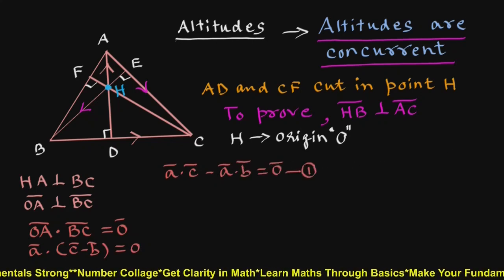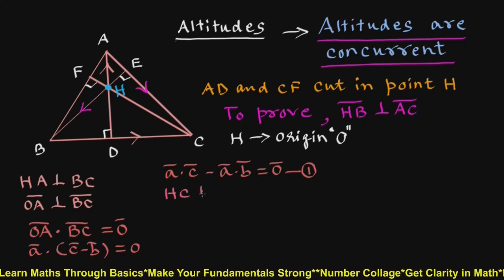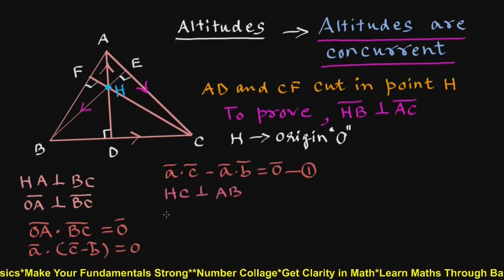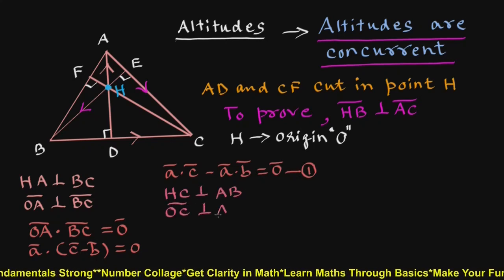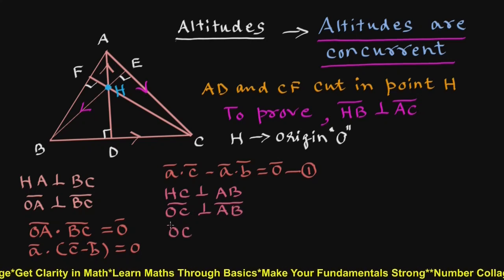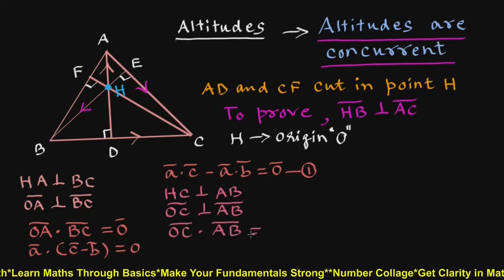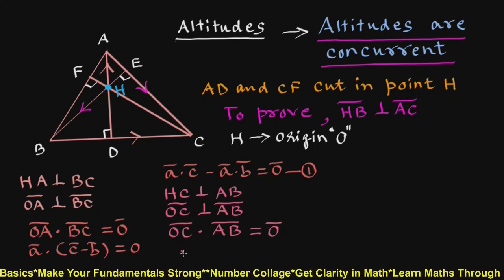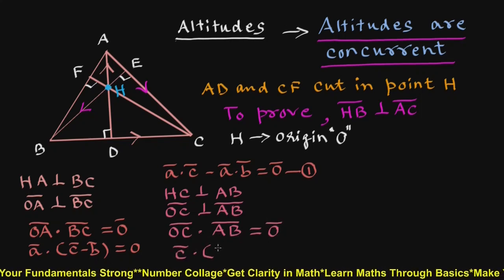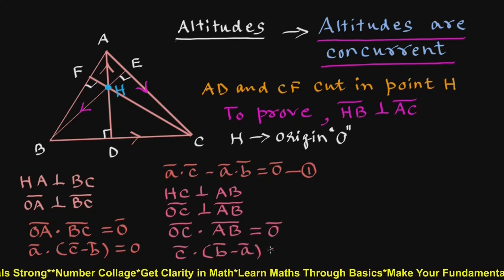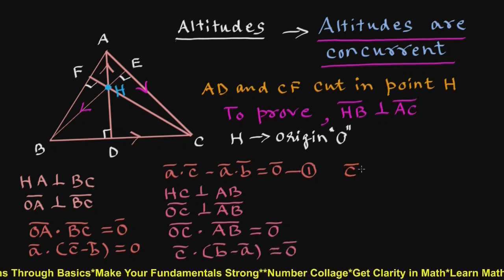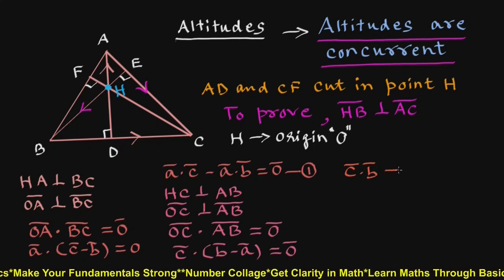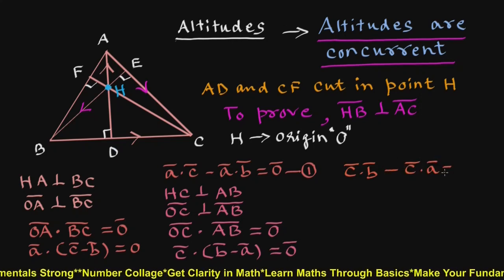Name this one. Similarly, we write HC is perpendicular to AB, that is OC bar is perpendicular to AB bar. Therefore, OC bar dot AB bar will be 0 because they are perpendicular vectors. This will be C bar dot, for AB bar we write B bar minus A bar, equals 0, which will be C bar dot B bar minus C bar dot A bar equals 0.